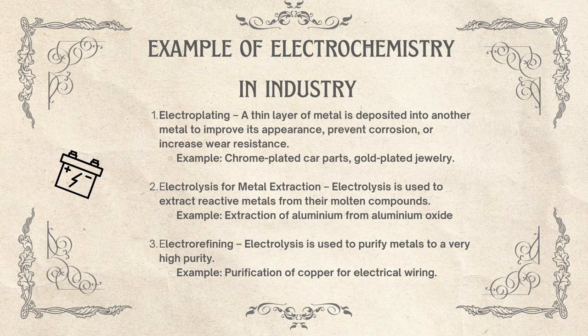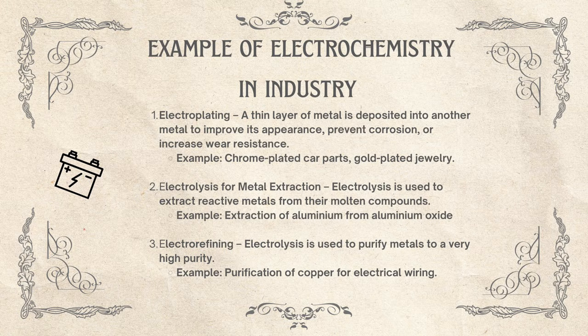First, electroplating. A thin layer of metals such as chromium, nickel, silver or gold is deposited onto another metal to improve its appearance, prevent corrosion or increase wear resistance. For example, chrome plating car parts, gold plating jewelry. Second, electrolysis for metal extraction. Electrolysis is used to extract reactive metals from their molten compounds. For example, extraction of aluminium from aluminium oxide.